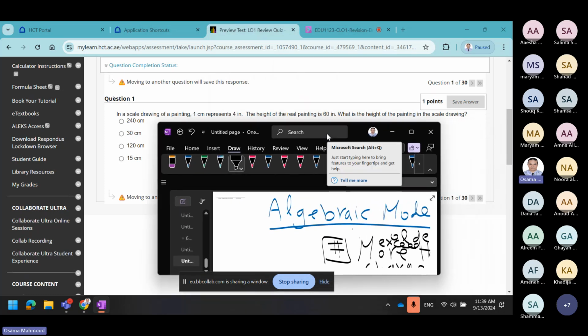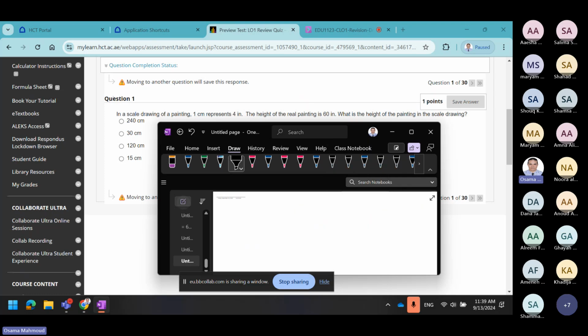I'm trying to adapt my scratch paper to write this one. Okay, you are given this one. In a scale drawing, as I said, of a mapping, 1 centimeter represents 4 inches, right? So 1 centimeter, this is very important, represents 4 inches, right?